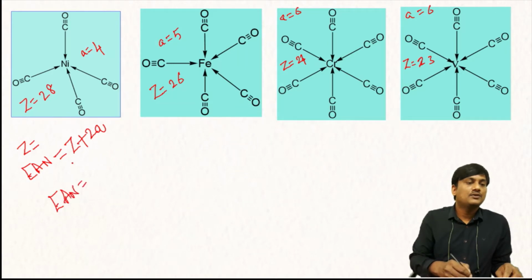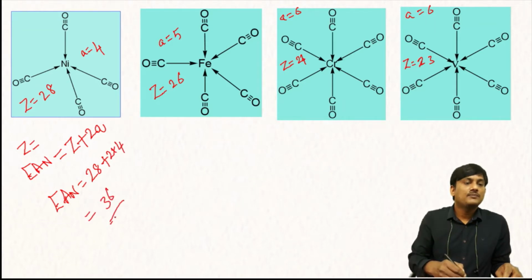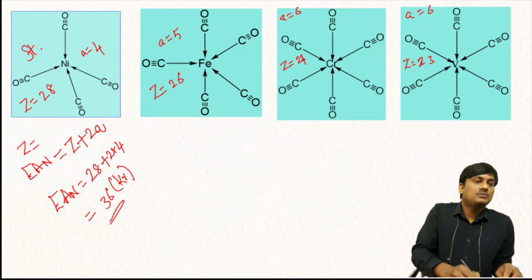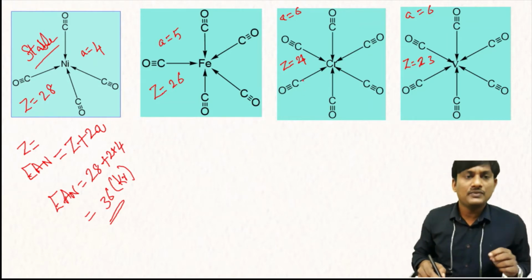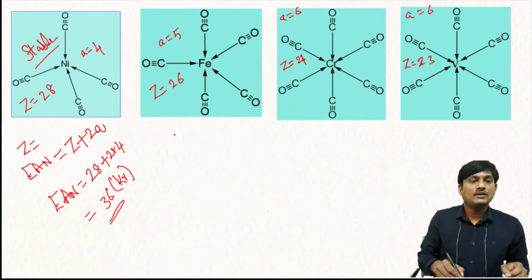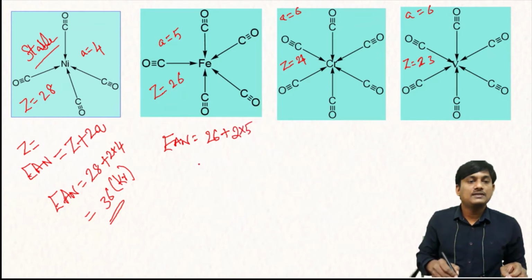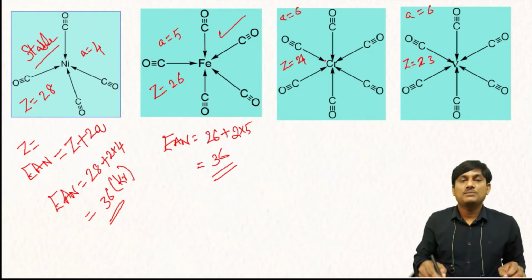Then how can you calculate the effective atomic number? EAN for Ni(CO)4 is equal to 28 plus 2 into 4. 28 plus 8 is 36. This is the atomic number of krypton. So this one is stable according to the effective atomic number rule. Let us take Fe(CO)5. EAN is equal to Z, 26, plus 2 into 5, which is equal to 36. So this one is also stable according to the effective atomic number rule.